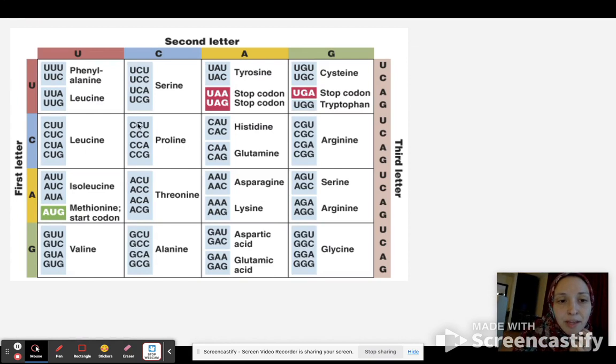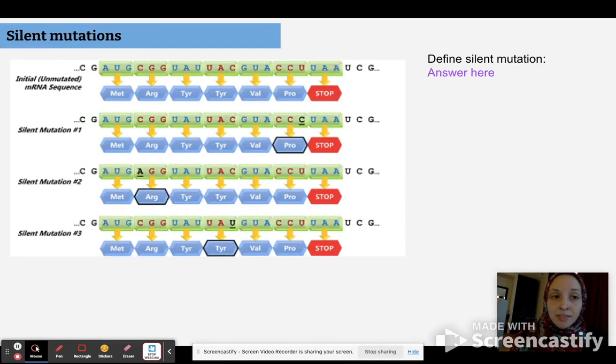That's because, for example, if the codon CCU is now CCC, it doesn't change anything. They both code for proline, okay? And if it's changed to CCA, it's not going to make a difference because it still codes for the same amino acid. So these are called silent mutations.